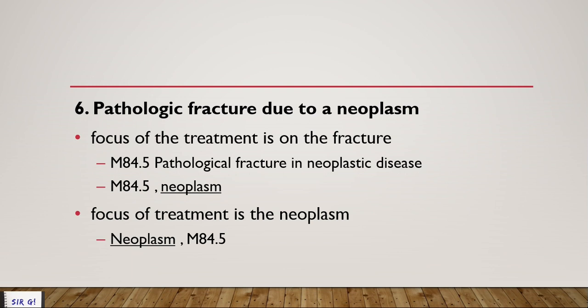So the opposite here is your traumatic fracture versus your pathologic fracture. Now, if the focus of treatment is on the fracture, the pathologic fracture should be sequenced first, followed by the neoplasm. Now, if the focus of treatment is the neoplasm and the patient may also be suffering a pathologic fracture, code first for the neoplasm, followed by your fracture.